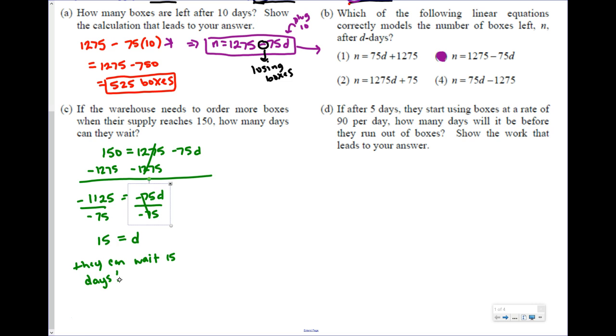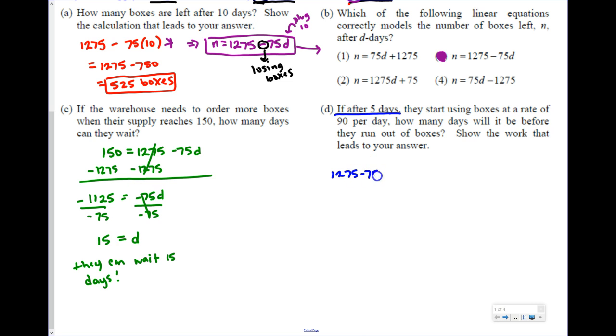Okay? Letter D. If after 5 days they start using boxes at a rate of 90 per day, how many days will it take before they're out of boxes? So now all of a sudden, we have to figure out using this 90 per day. But there's kind of a trick here, and it's kind of sneaky. Do you see how they have this first part that says if after 5 days they start using boxes? What that's saying is for the first 5 days, they still use the same rate.